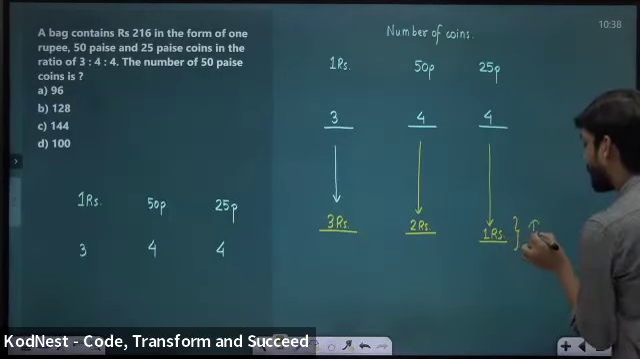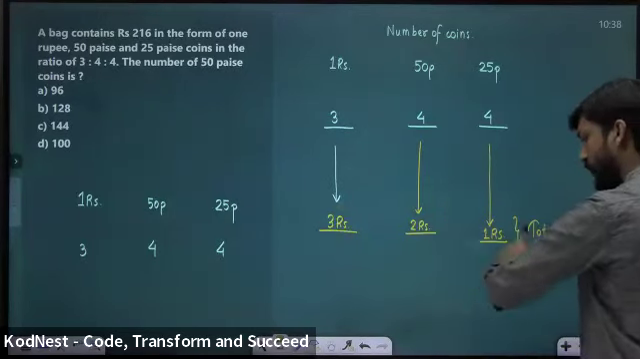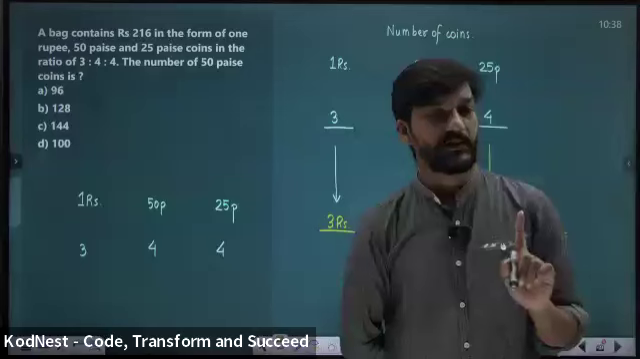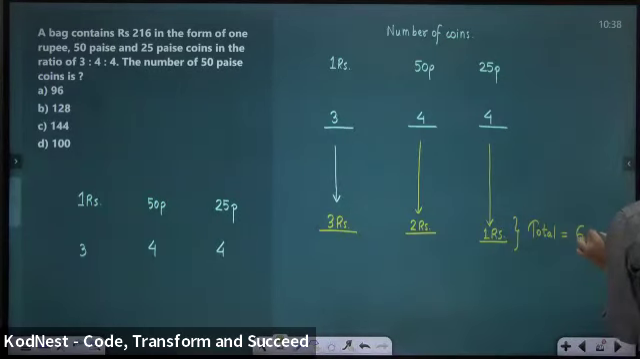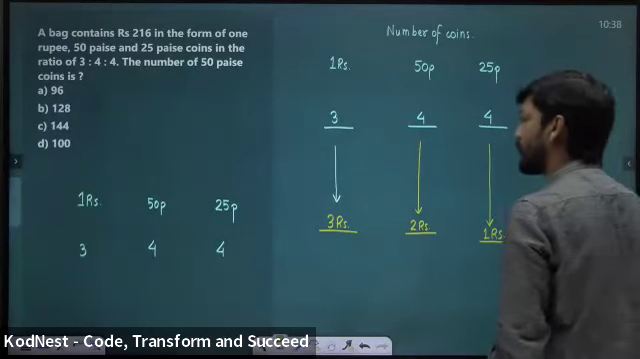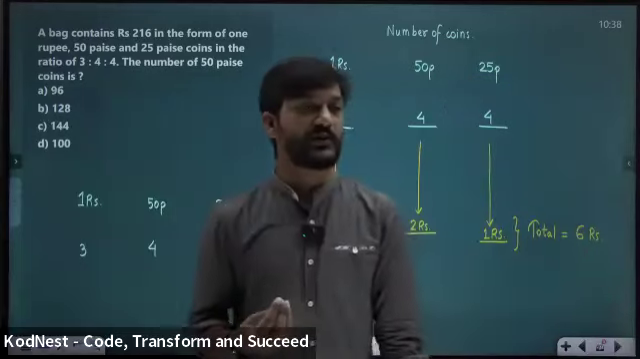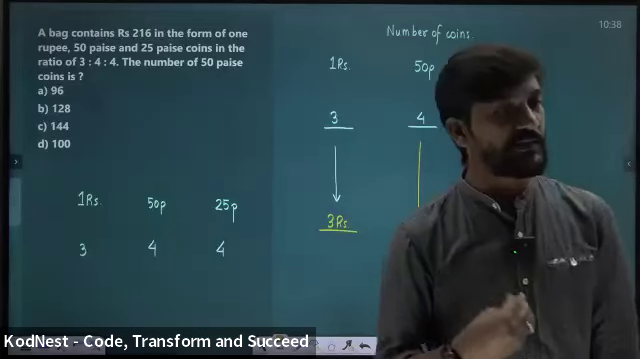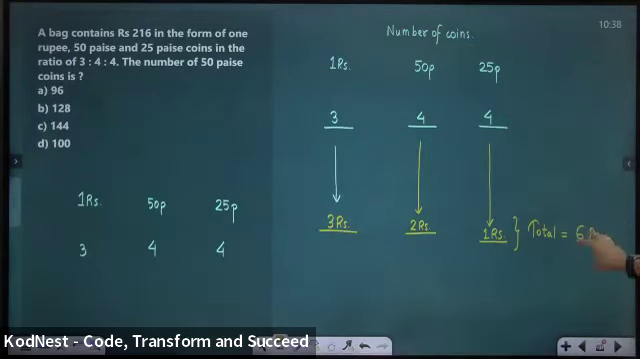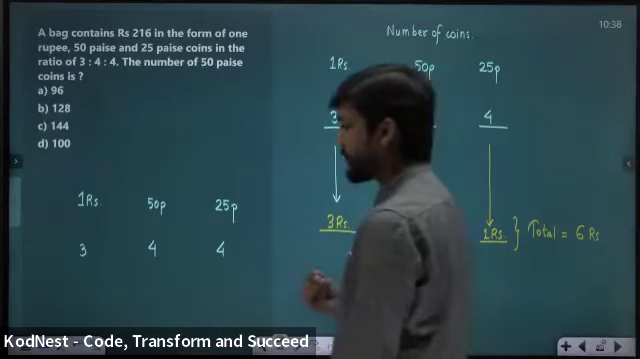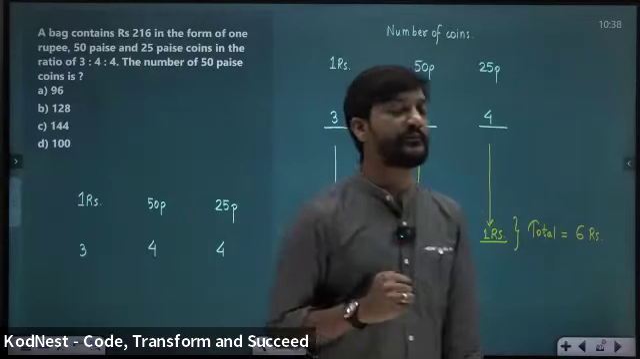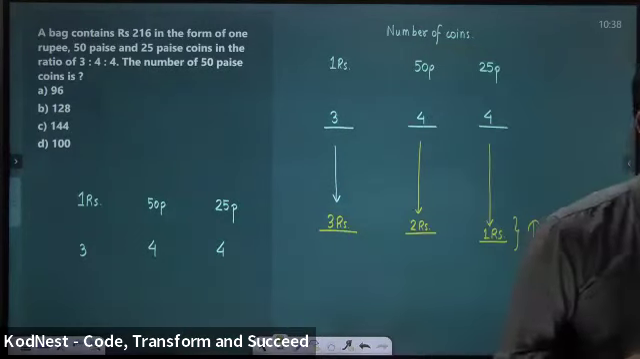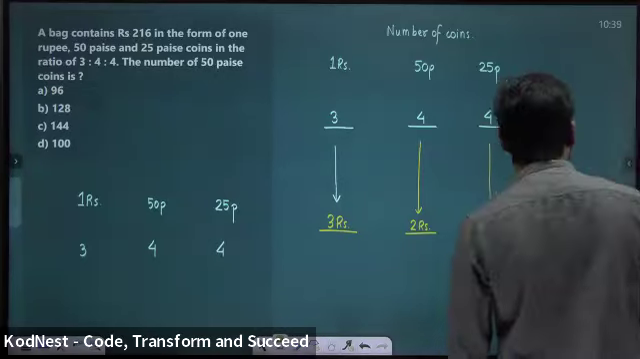All right. So total how much? Total in the bag, total rupee value? 6 rupees. Now say please, how much total value do I want? 216. How will I get 216? I am getting 6 rupees. What should I multiply so that I get 216? 36. 216 divided by 6 is 36.